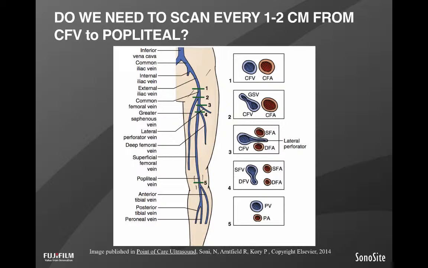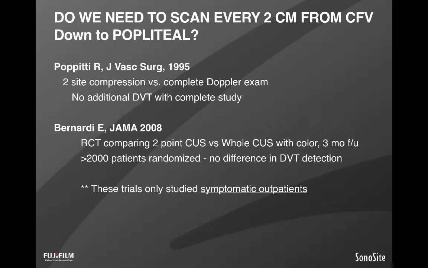is do we need to scan every 1 to 2 centimeters all the way from the common femoral vein down to the popliteal vein? And the answer is that we don't. You saw from some of the early studies that every time they've compared an abbreviated 2-site compression versus a complete exam, even with Doppler, no additional DVTs were found. In Bernardi from 2008, he did a randomized controlled trial comparing this, and they found no difference in DVT detection. Now, one thing that you should note is that these were only symptomatic outpatients, and that's a little bit different than the ICU.